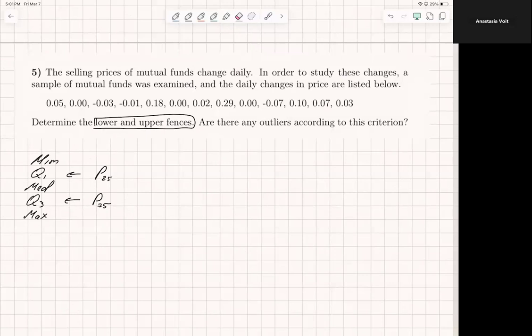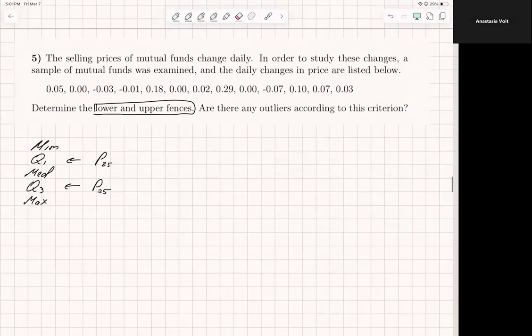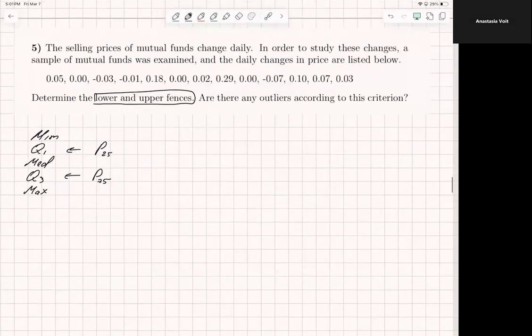So if we decide to do this on the calculator, again, you will just plug in all the values into the calculator and it will give you all the solutions. If you want to do it manually, then you need to put all the values in order. So let me put them in order for you so that we can try to do it manually.